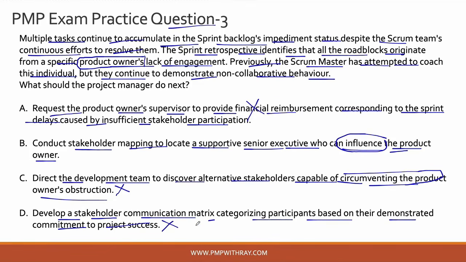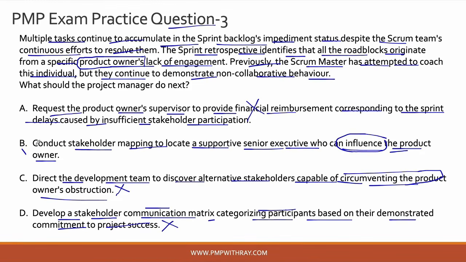Again, unnecessary documentation and intellectualization, let's say. So developing a stakeholder communication matrix, categorizing participants. Okay, you can do that exercise, spend 1.5 hours getting this done, but what good will it do? You will have a nice fancy document ready, but will it drive any decisions, or will it drive any solution to the problem that you are facing now? Questionable, right? So probably that is also not the correct answer choice.